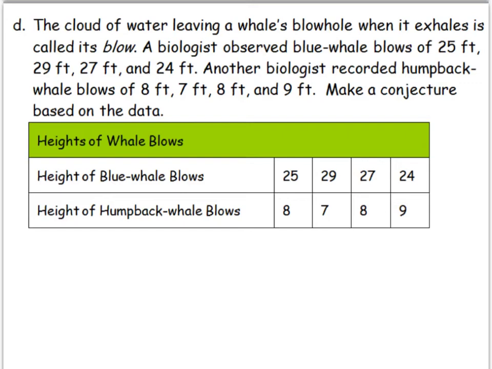And what we're going to do is, using the chart that we have here, make a conjecture. So what I want you to do is pause the video, and try to come up with a conjecture on your own using this data. Now don't try to come up with a really, really challenging one. Just use what you see, knowing that blue whale has blows of 25, 29, 27, 24, and then humpback whales are 8, 7, 8, and 9. So if you can come up with a conjecture on your own, then we'll go ahead and compare what I have.